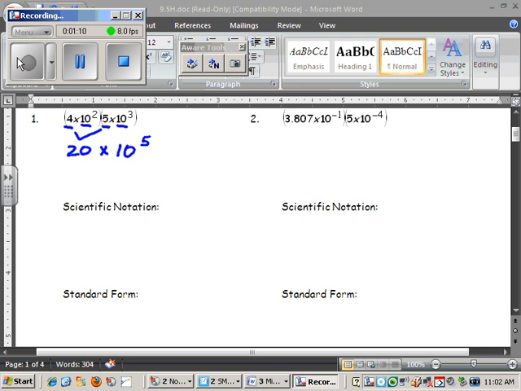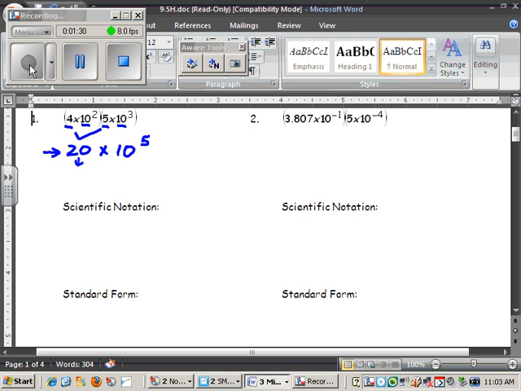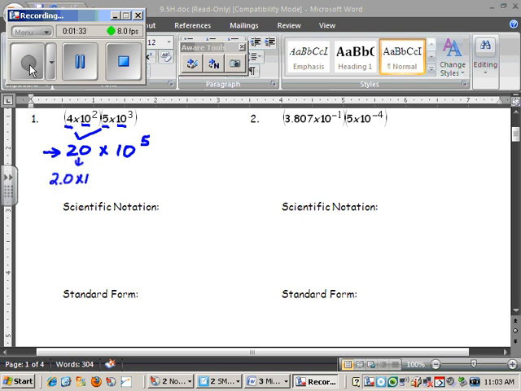Now this is not correctly written in scientific notation. So to do that, we want to first rewrite this part correctly in scientific notation. So let's take a look at how we might do this. First, we want to write just 20 in scientific notation. So 20 in scientific notation would be 2.0 times 10 to the 1st power, because we're simply moving the decimal from the end of 20 to between the 2 and the 0. So we're only moving it one place.